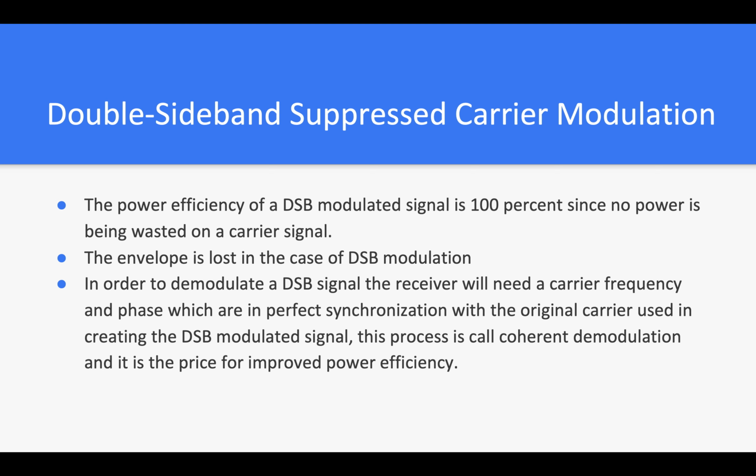Double sideband suppressed carrier modulation is 100% efficient since no power is being wasted on the carrier signal component and all the power is being used to transmit the two information carrying sidebands. However, this efficiency comes at a cost. In order to demodulate a double sideband suppressed signal, the receiver will need the carrier frequency and phase in perfect synchronization with the original carrier that was used in creating the signal. This process is called coherent demodulation.